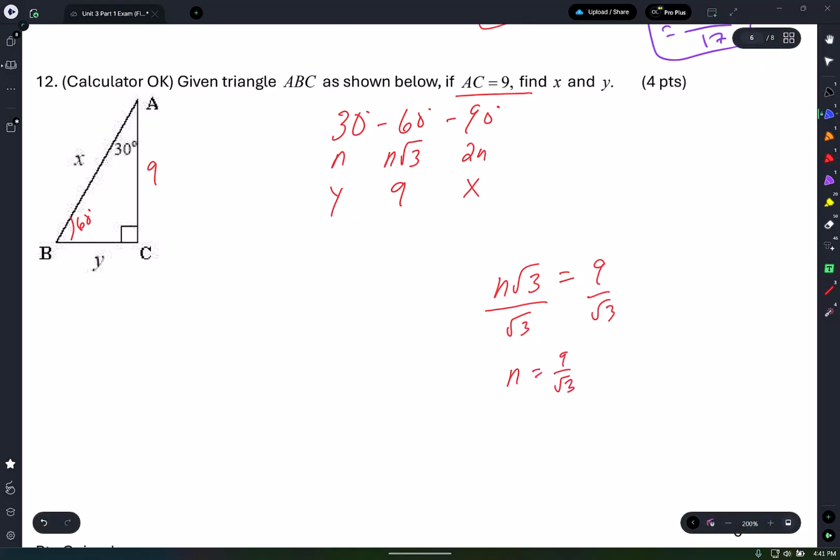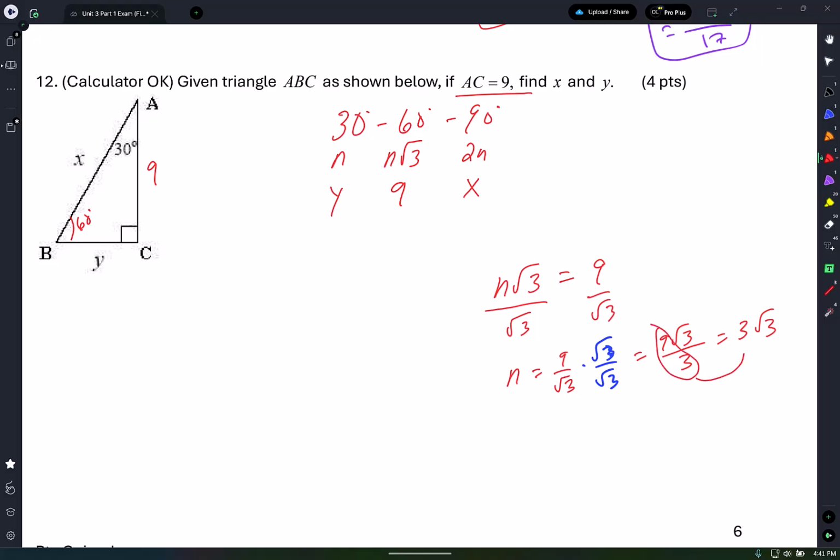If you want to rationalize it, multiply this by square root of 3 over square root of 3, and you're going to get 9 square root of 3 over 3. You see what we did there? 9 divided by 3 is 3, so that's how we got that 3 there. That's the small leg, that's a y, so that is 3 square root of 3.